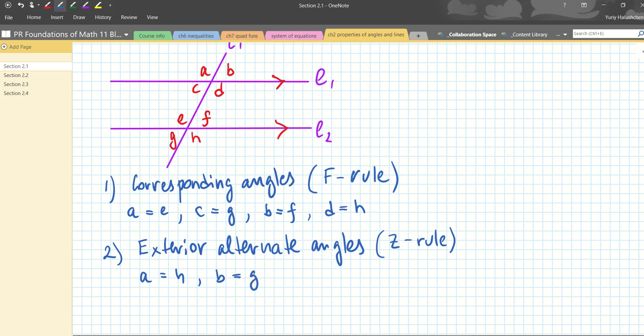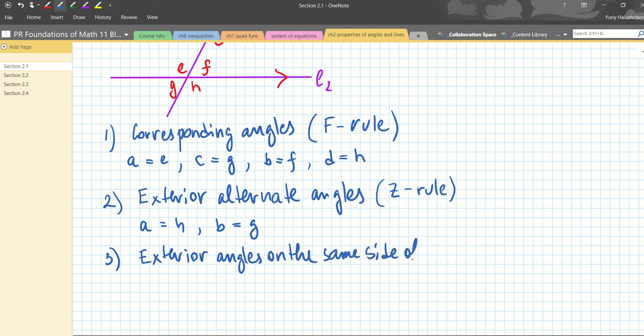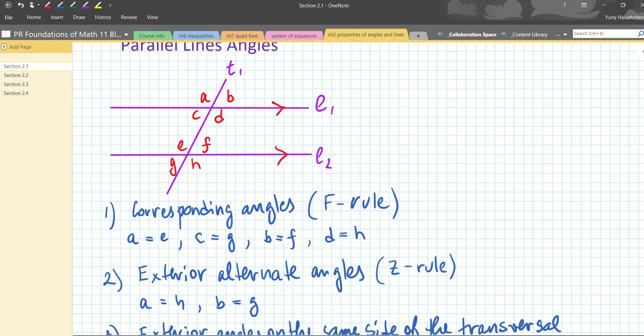All right. Now, what if you have exterior angles but on the same side of the transversal? Well, this is actually the name of these angles. So we have exterior angles on the same side of the transversal. And that's the actual name. It's a very long name. Okay, so we're talking about angles such as A and G, B and H.